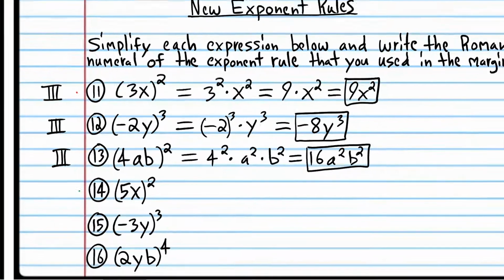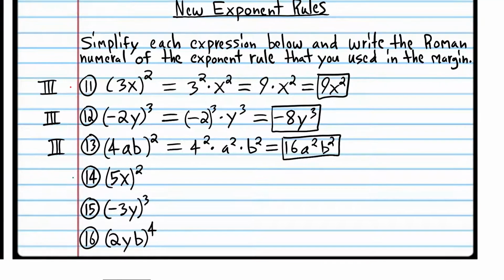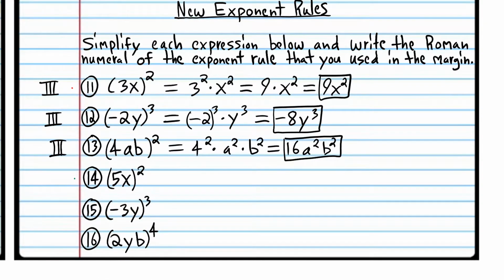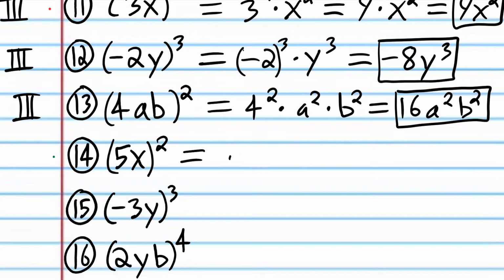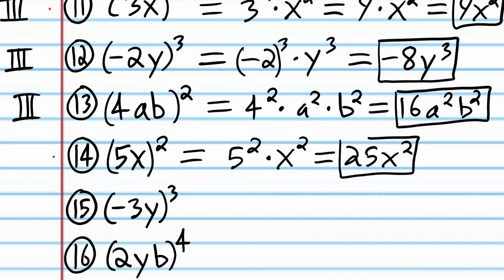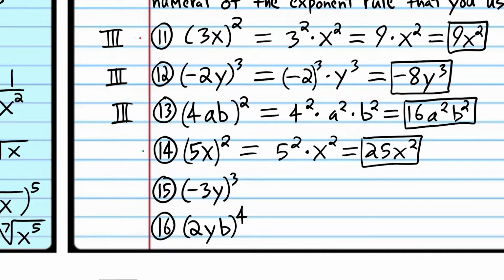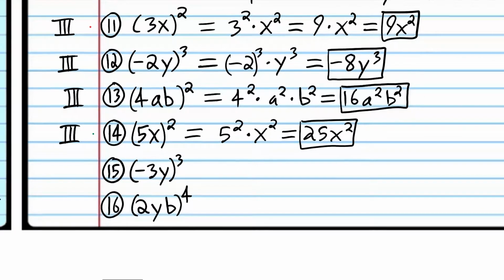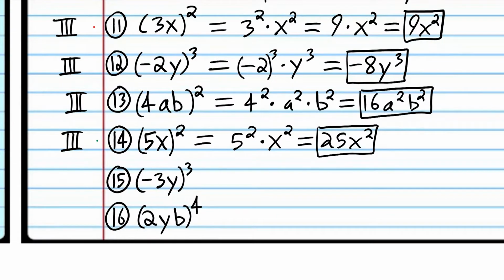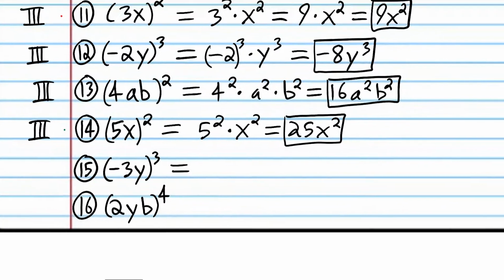All right, so I want you to try some of these problems. I want you to try number 14, and when you come back, we'll do it together. All right, we're back. So that would just be 5 squared times x squared, and 5 squared is 25. And you can just put the x squared right next to it. And that is Roman numeral 3, rule 3. So if you got that answer, good job. Okay, on to number 15. Try number 15, and when you come back, we'll do it together.